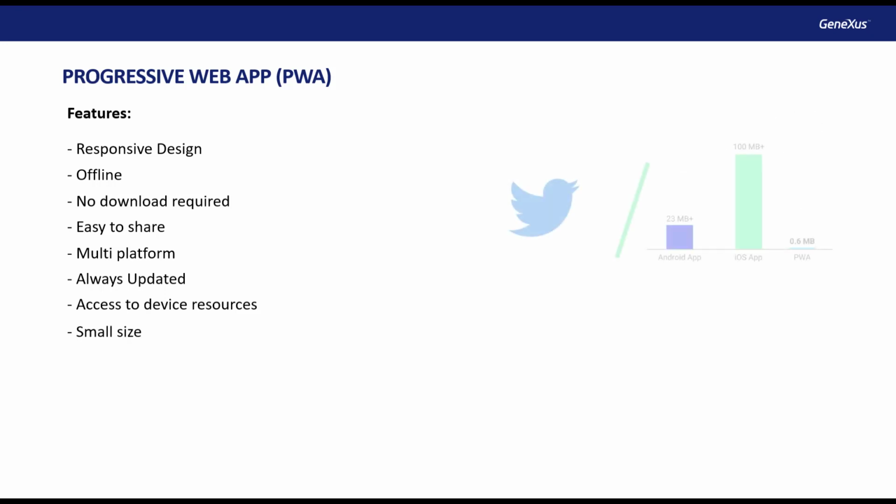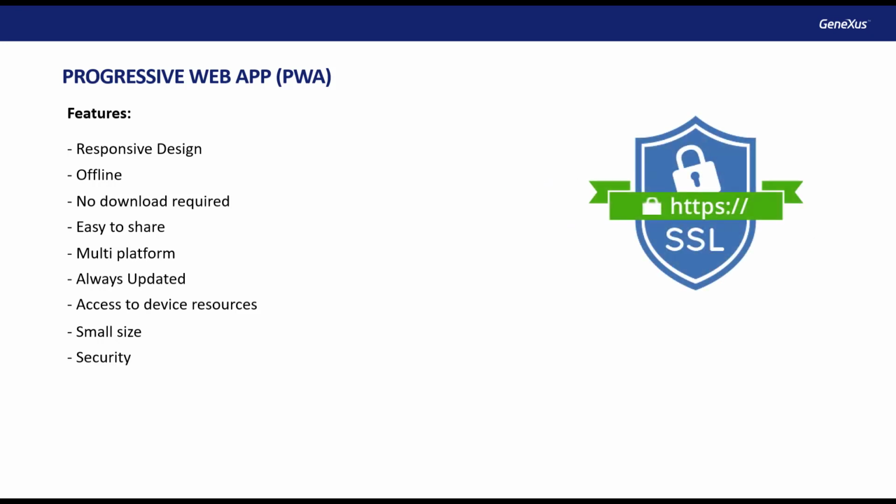Small size. PWA take up a small amount of the device's memory, usually weighing less than 1 megabyte. Security. PWA must be served over a secure network, using the HTTPS protocol to keep user data safe.